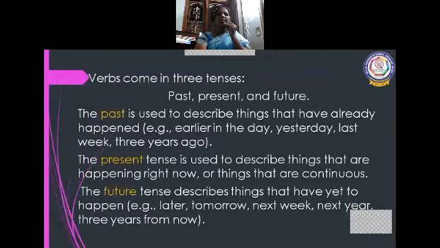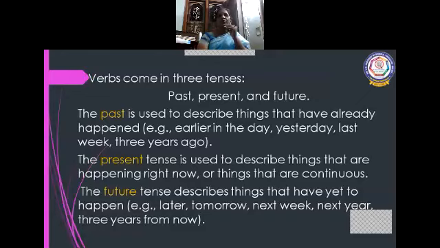Verbs come in three tenses: past, present and future. The past is used to describe things that have already happened. Example: earlier in the day, yesterday, last week, 3 years ago. The present tense is used to describe things that are happening right now or things that are continuous.